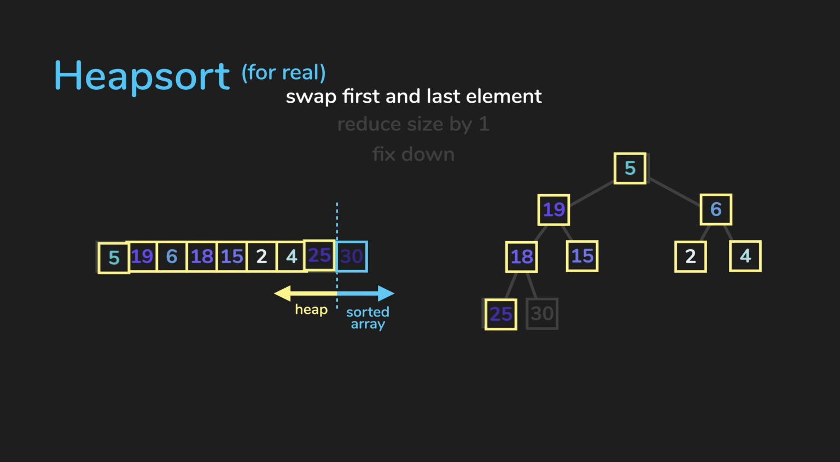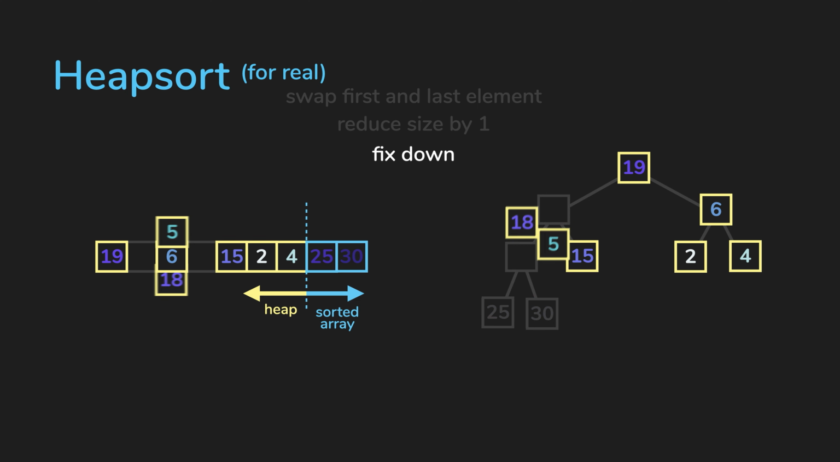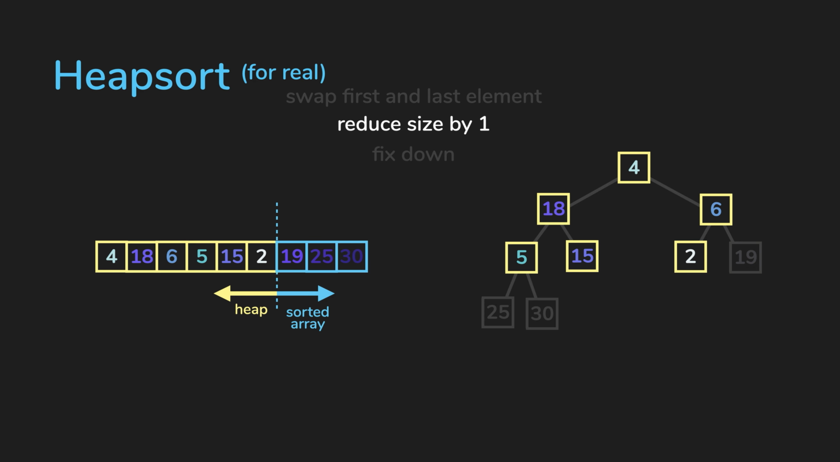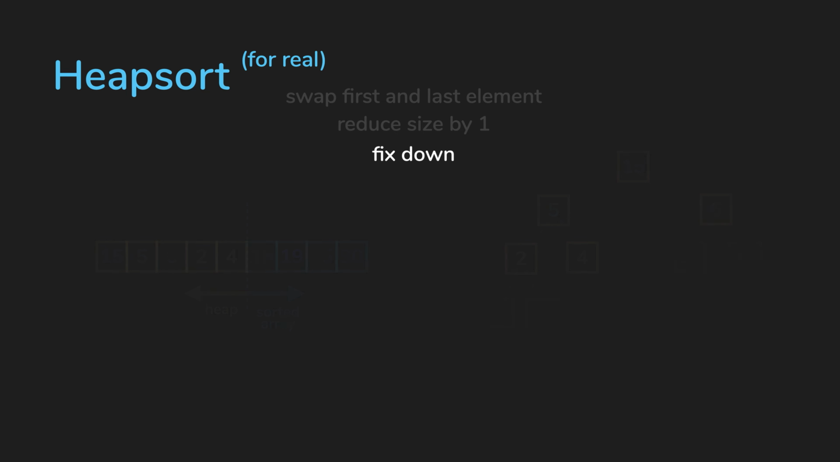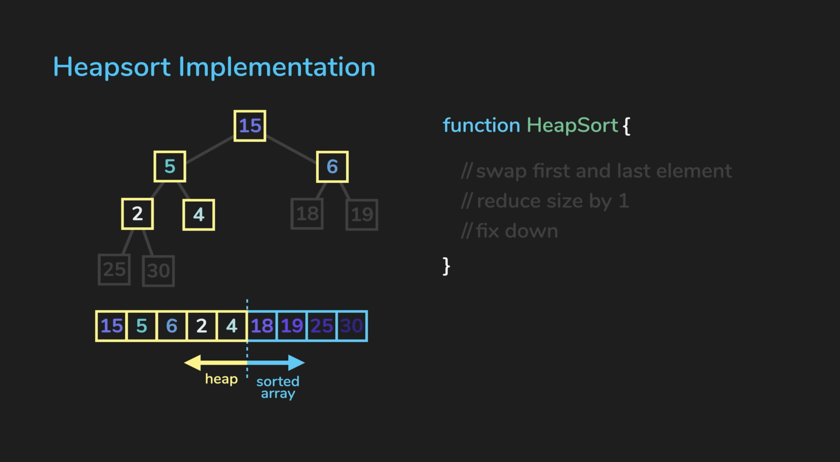You do that n times, so you keep swapping the max to the back of your array and then fixing your heap, and eventually your array will be sorted. If we express what we're doing here in code, it would look like this. The heap sort function will take in a, the array to sort, and n, the size of the array.